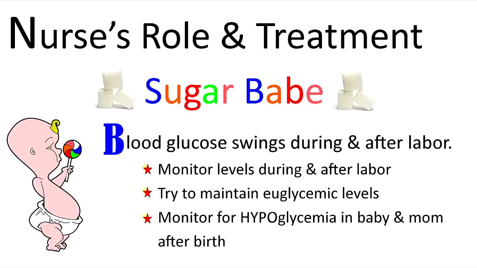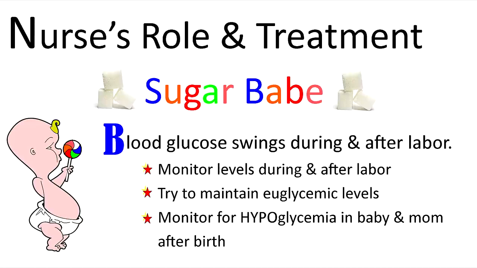B for blood glucose swings during and after labor. So during this time, you'll want to monitor the blood glucose levels very closely because we want to try to maintain euglycemic levels, where they're about 70 to 130, because we want to decrease the baby's risk of getting hypoglycemia at birth. So if we can maintain mom within a normal range, that can help baby whenever they're born and decrease their chances of having hypoglycemia. During labor, sometimes the woman may have to have IV regular insulin or glucose to maintain those levels.